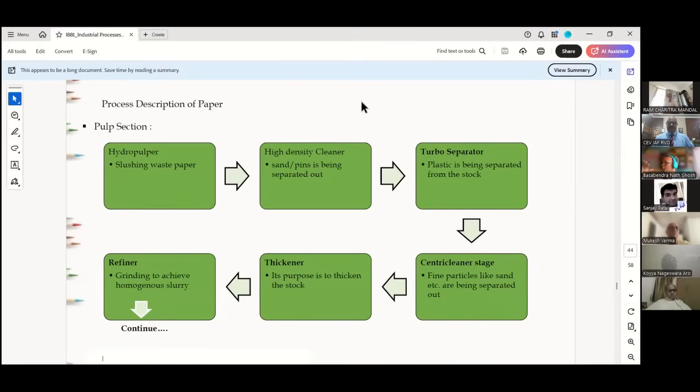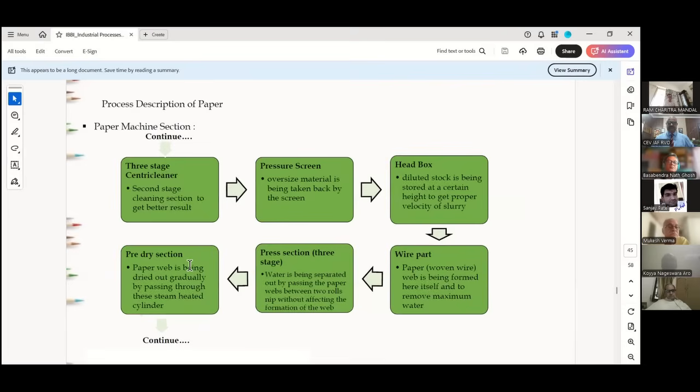यस यस, सही है. तो एक जनरल हमें पता चलता है, जब भी हम पेपर प्लांट में जाएंगे तो वहां पे हाइड्रोपल्पर होगा, डेंसिटी क्लीनर होगा, टर्बो सेपरेटर होगा, सेंट्री क्लीनर होगा, थिकनर होगा, रिफाइनर होगा. ये सब क्लीनिंग के लिए, टू मेक अ स्पेसिफिक पल्प. यहाँ से हेड बॉक्स आता है, यहाँ से पेपर फॉर्मेशन मशीन स्टार्ट होती है. हेड बॉक्स से वो वायर पार्ट के ऊपर स्प्रेड होगा.